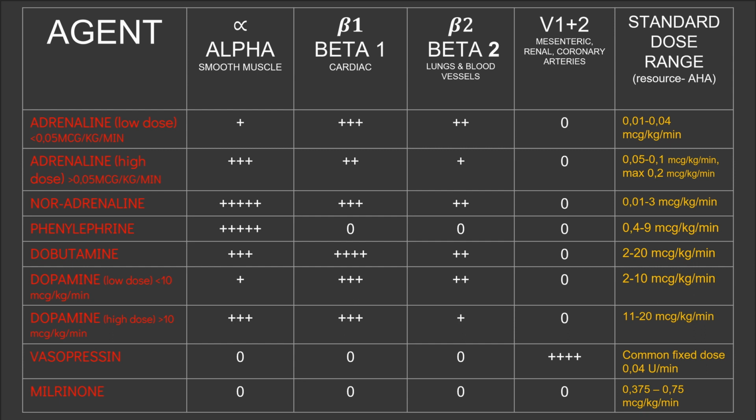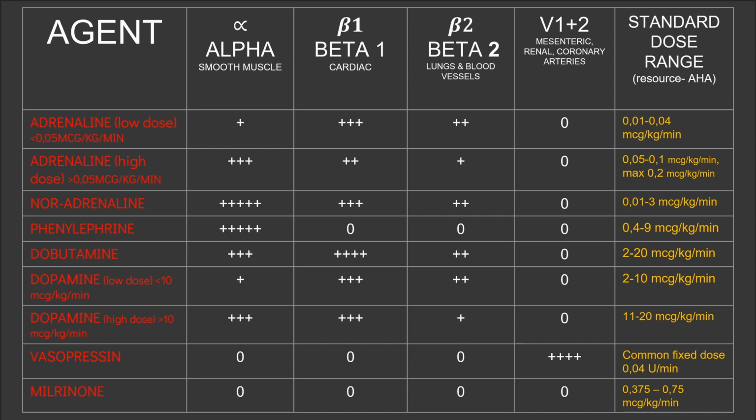Okay, and then the unique one, vasopressin. This one doesn't have any affinity for our alpha, beta 1 or beta 2. It works on V1 and V2 alone, and it's a powerful vasoconstrictor. It's given at a fixed dose of 0.04 units per minute, and it's usually in conjunction with something else.